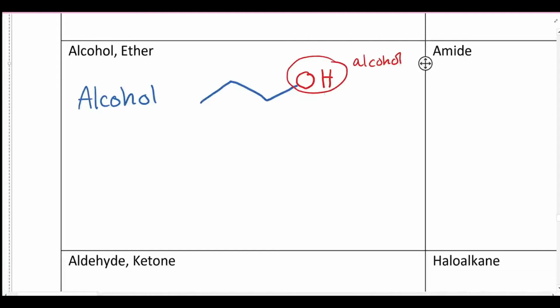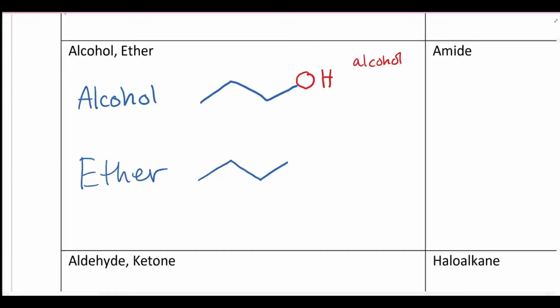Now, if we simply replace this hydrogen with another carbon molecule, it's going to be called a different thing altogether. So the next one here is an ether. It may have a structure that looks like this. So we still have something similar. It is bonded to an oxygen, but instead of being bonded to a hydrogen, we can have another carbon molecule attached to it. Now this is called an ether.